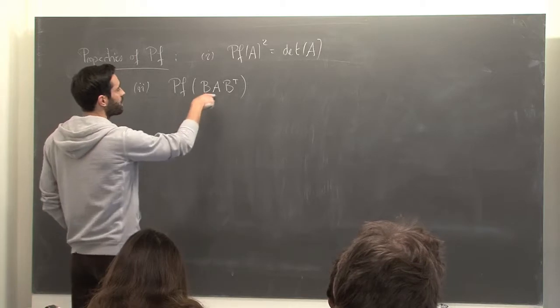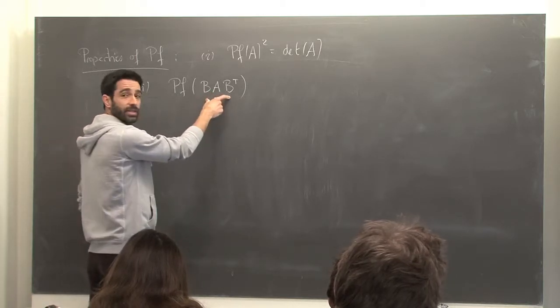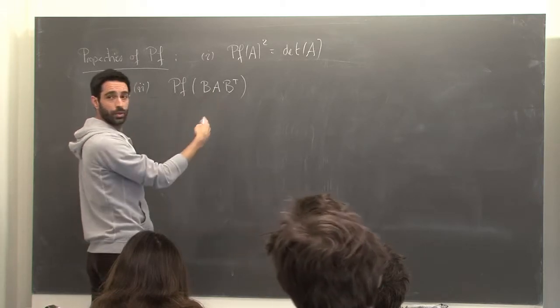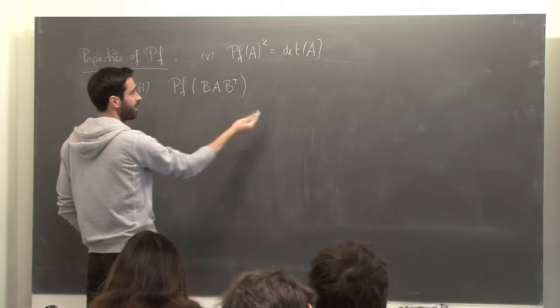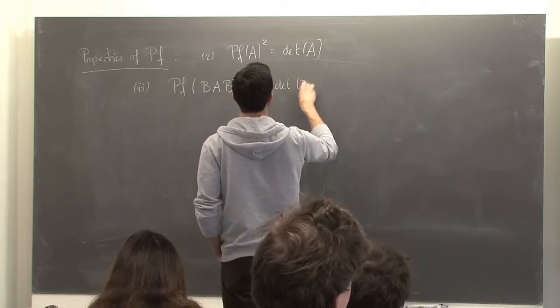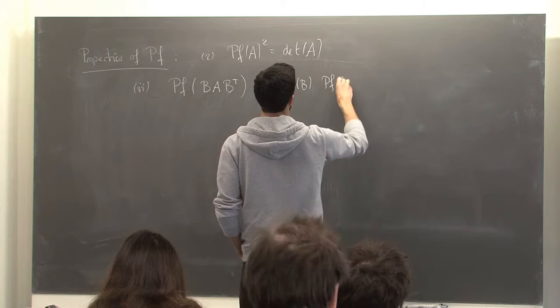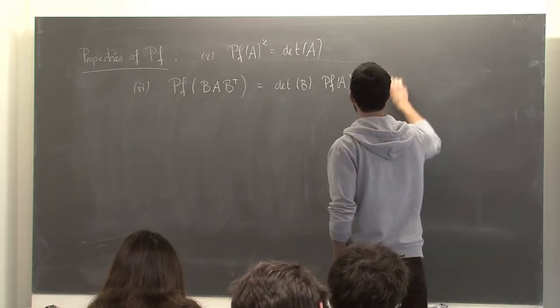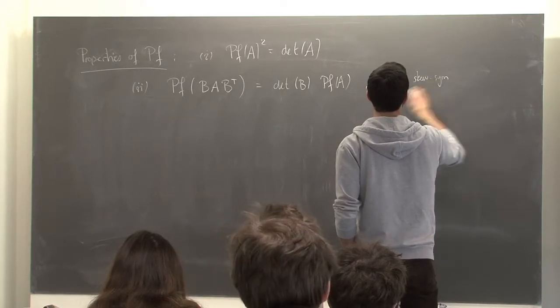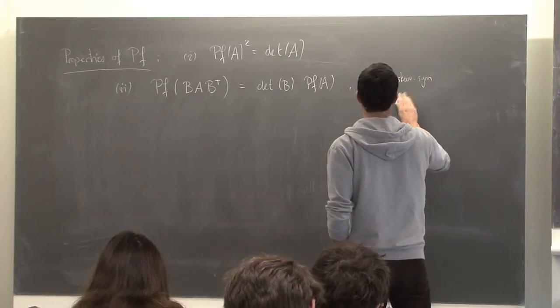But if you take a skew-symmetric matrix and then a square matrix of the same size, and you look at this, then this is indeed also skew-symmetric. So it makes sense to consider this, and the Pfaffian of this is equal to the determinant of B times the Pfaffian of A. And this is for any A skew-symmetric and for any B of the same size.